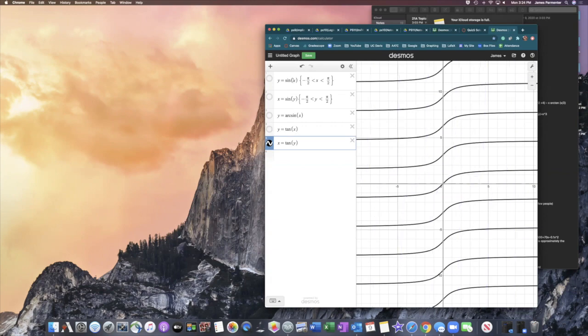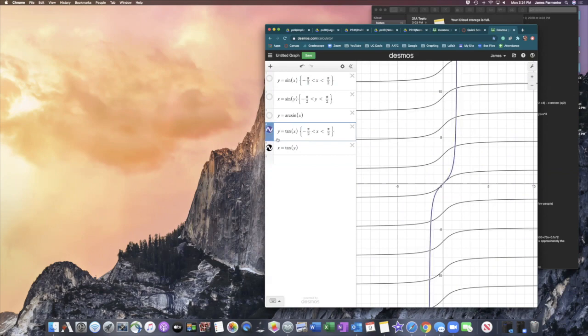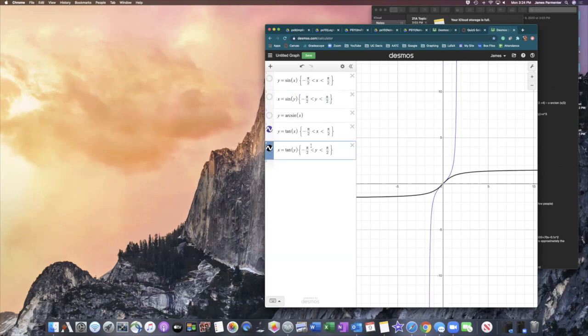Anyway, we do the same sort of thing. Just like we restricted sine of x to that domain, we do the same thing for tangent, and then we just get one of the intervals, from negative pi over 2 to pi over 2. And we can do the same thing over here, and we get that. So there's your inverse tangent graph, all nice and happy.